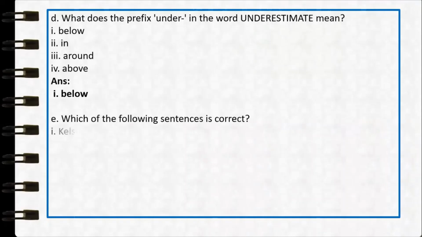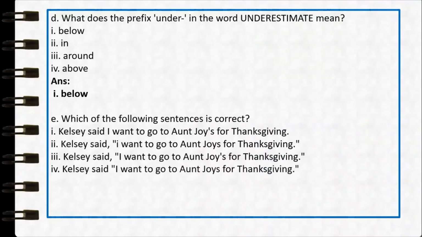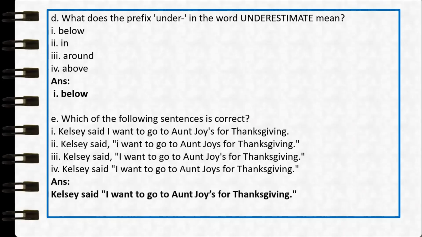And which of the following sentences is correct? Okay, so here we go. It looks a bit confusing whether it is 3 or 4, because A cannot be the correct answer, the inverted comma is missing. B cannot be the correct answer. Again, you can notice small i. So 3 or 4. You notice, I want to go to Aunt Joyce or Aunt Joy. In fact, in this very question, Kelsley is referring to the house of his aunt. So instead of saying Aunt Joy's house, he's simply saying Aunt Joy. So number 3 is the correct answer. I want to go to Aunt Joy's for Thanksgiving.